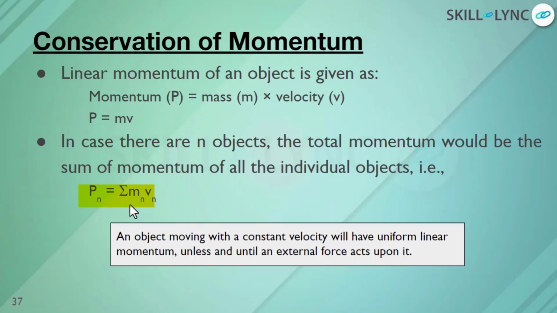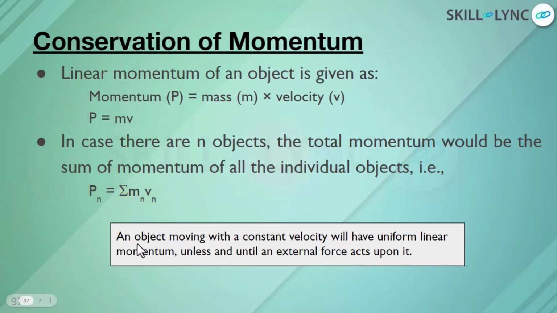So Pn would be equal to the summation of Mn into Vn, where Mn stands for the mass of n number of objects and Vn stands for the velocity of n number of objects. Therefore, this equation can be written as Pn is equal to the summation of Mn into Vn.